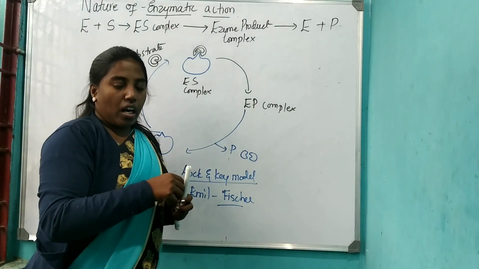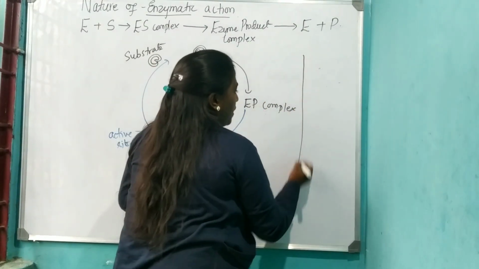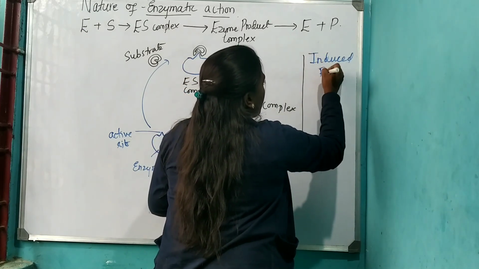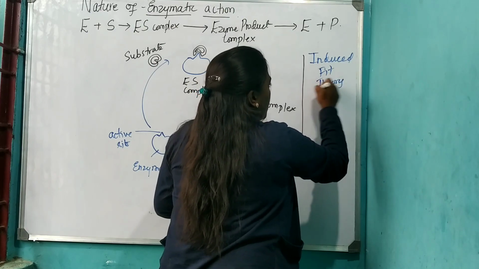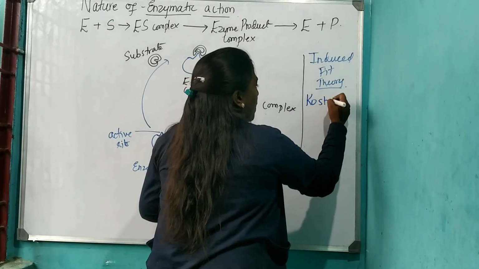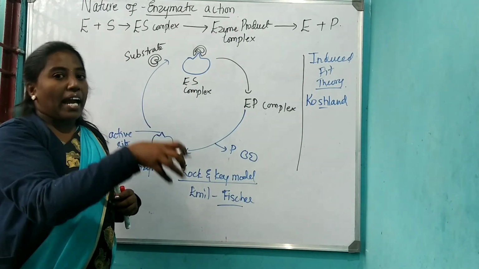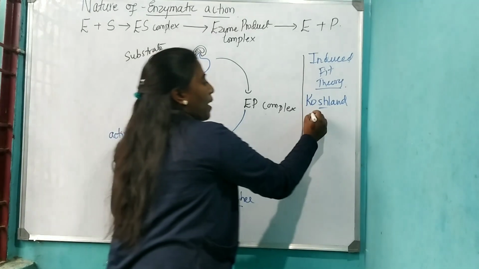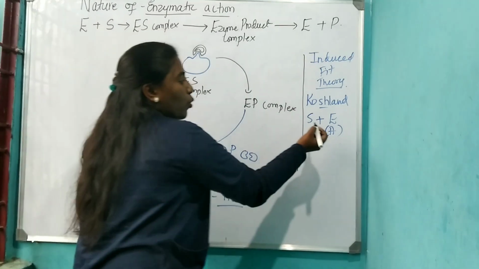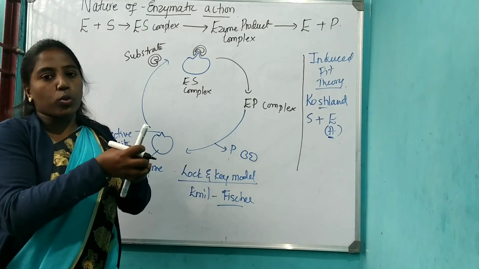Another theory, or another model for explaining the enzymatic action, is the induced fit theory. What is the meaning of induced fit theory? It is proposed by a scientist by name Koshland. According to him, when a substrate binds to the active site of the enzyme, the active site undergoes structural changes so that it can firmly bind to the substrate.